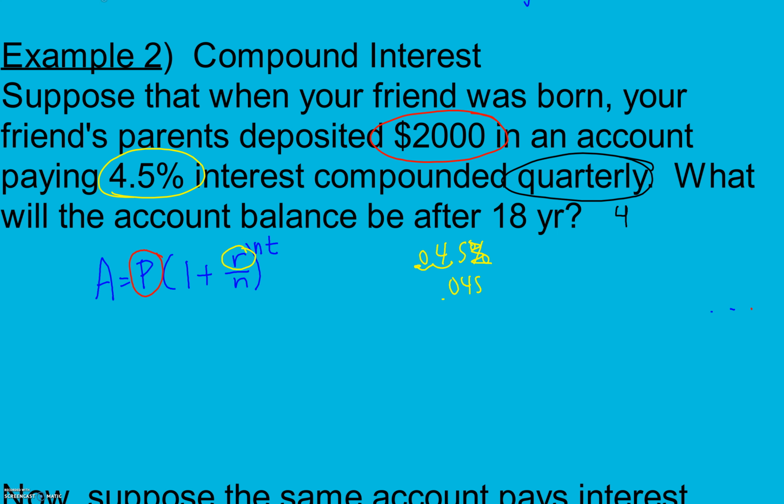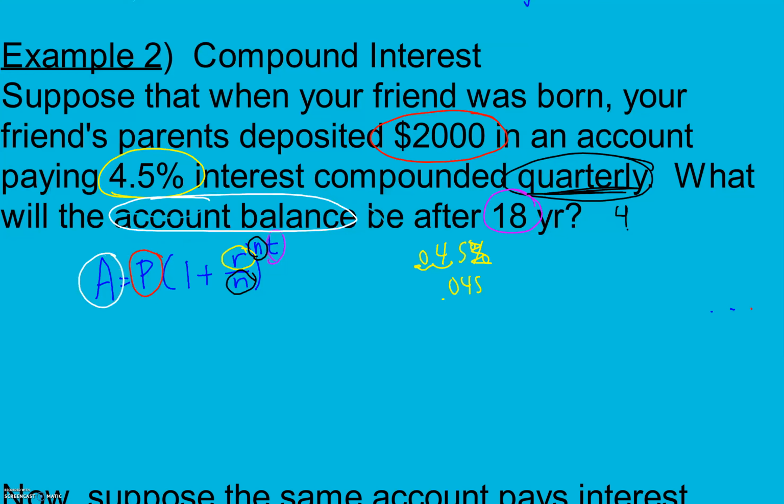And my time here is 18. And again, my N is the same here, and it's based off it being quarterly and 4. It says, what will the account balance be? We're looking for the account balance, which is our A value.